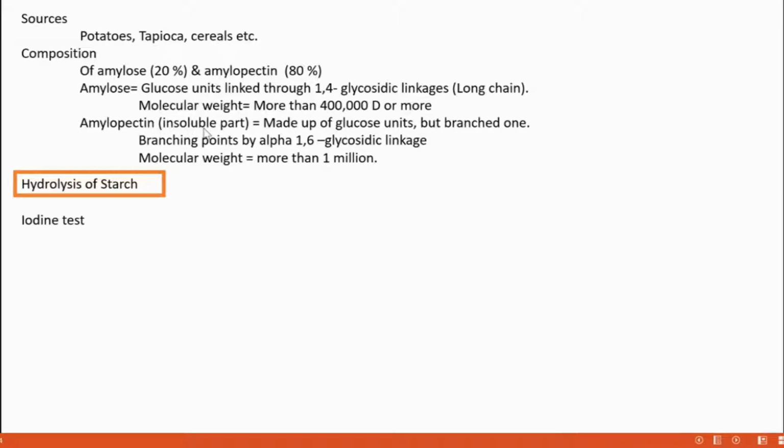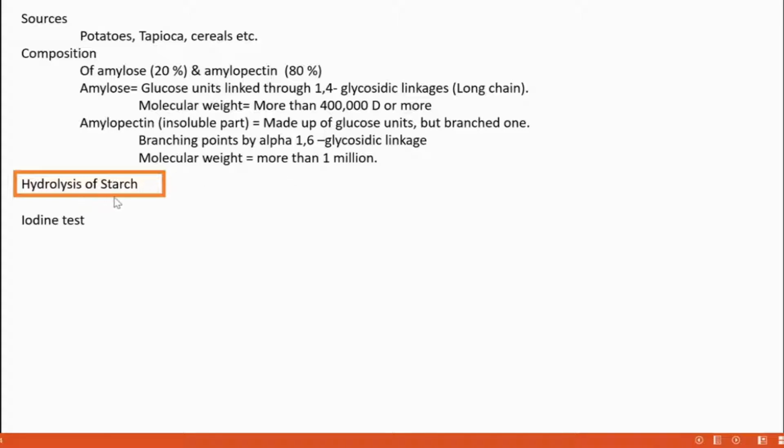Amylopectin is the insoluble part. That means amylose is soluble. Amylopectin is insoluble. It is composed of again glucose units, but it is a branched structure. At the branching point, the bond linking the glucose units is a 1,6-glycosidic linkage instead of 1,4. The molecular weight of amylopectin is more than 1 million.